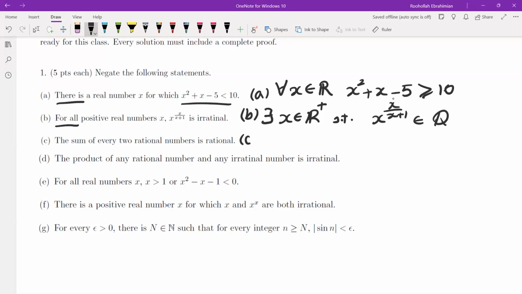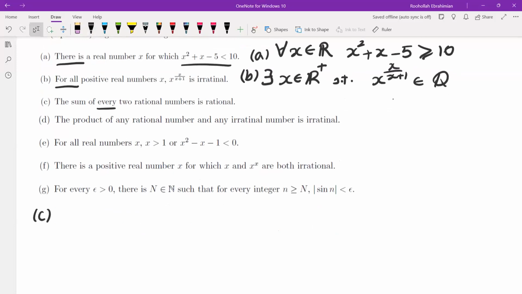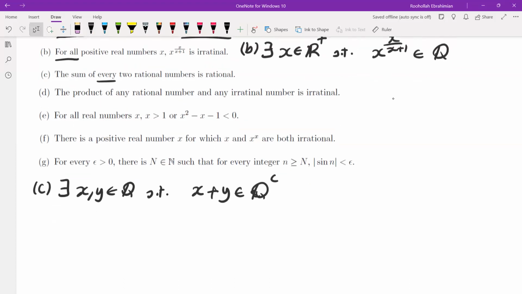The next part is: the sum of every two rational numbers is rational. So I think I'm going to move that down here. Since, again, the statement is a universal statement, I will have to negate that. So there are two rational numbers such that their sum is irrational. And this is how I show the set of irrationals, the complement of rationals. Again, because the statement is for every, we negate that, and then we have to negate rational as well.